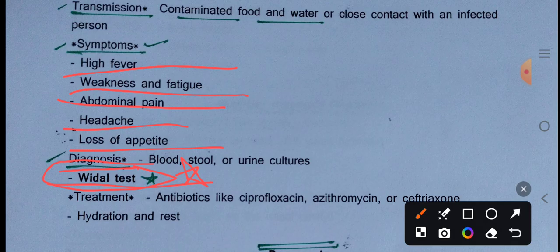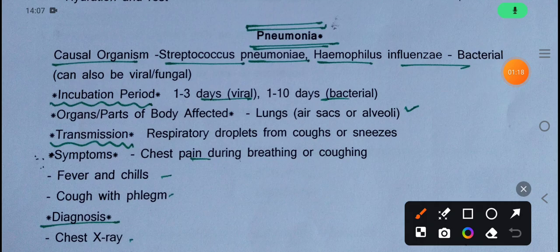Next, treatment. A few antibiotics like ciprofloxacin, azithromycin are used to treat typhoid. Next is pneumonia. Pneumonia is caused by Streptococcus pneumoniae or it may be caused by Haemophilus influenzae. So it can be bacterial and maybe viral or fungal. Incubation period is 1 to 3 days in case of virus and 1 to 10 days in case of bacterial infection. The organ or part of the body which is affected is mainly lungs, air sacs or alveoli.